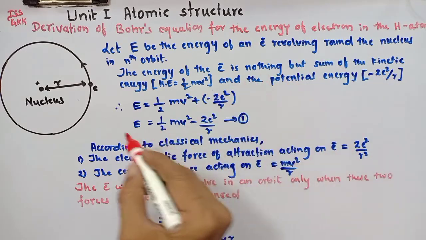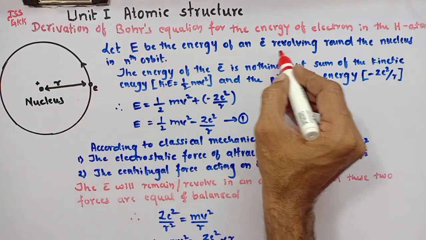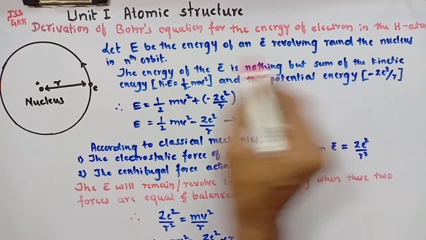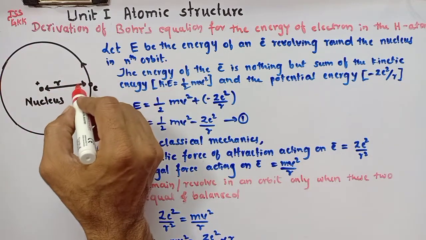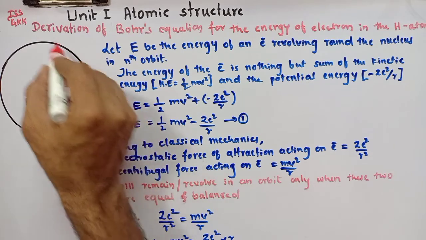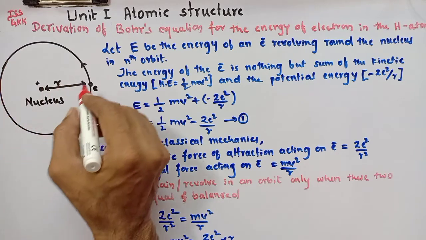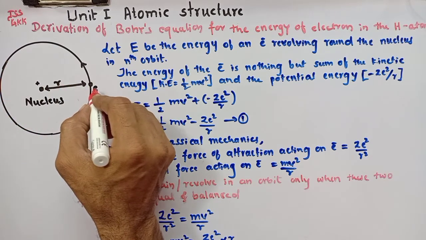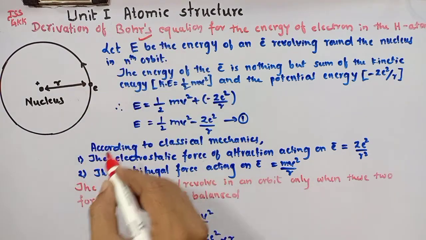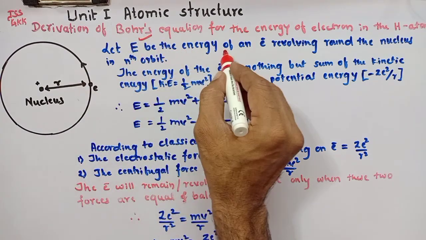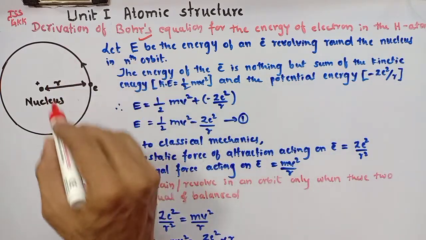So for that, let us consider capital E to be the energy of an electron revolving around the nucleus in an nth orbit. That means, if this is the hydrogen atom, and this electron is revolving around this particular orbit of radius r, then the energy of this electron, or the energy associated with this orbit, let us consider as capital E.